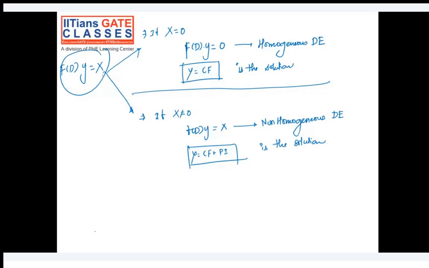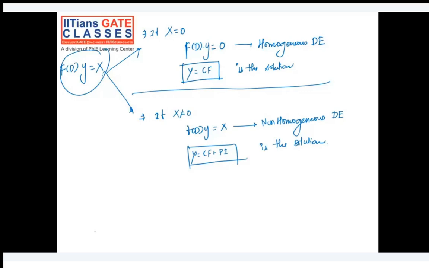Okay. I hope it's clear till this. When the CF you have to calculate, when the PI you have to calculate. CF you have to calculate always, whether it is homogeneous or non-homogeneous. But if it is homogeneous, PI will be 0. If it is non-homogeneous, PI will also come into the picture. So basically, CF plus PI in general will be the solution of a higher order differential equation. In case of homogeneous, PI will be 0, so only CF is the solution. In case of non-homogeneous, CF plus PI will be the solution. I hope it's clear till this. Feel free to ask if you have any doubt till this.